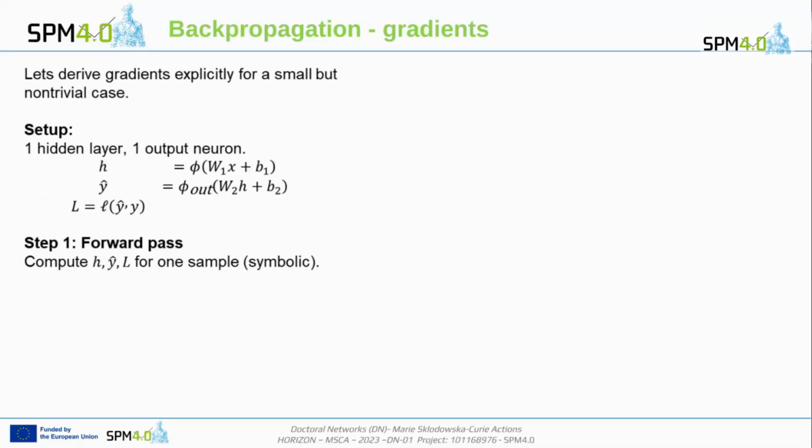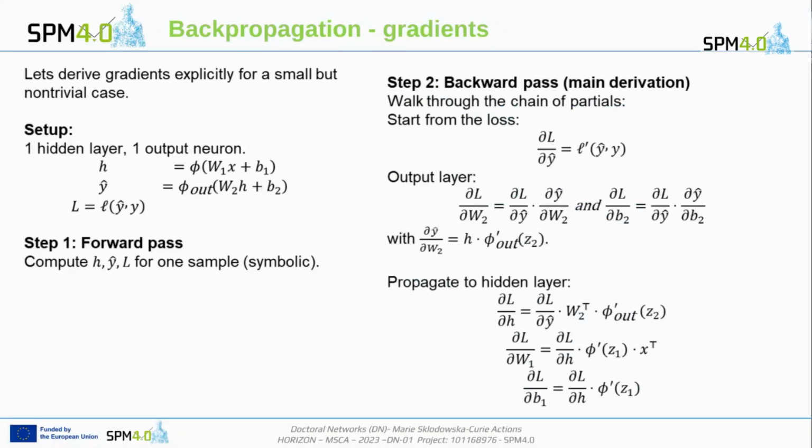So actually, let's do this for a little network. So set up like this. Forward pass is what we did previously, but we also calculate the loss.